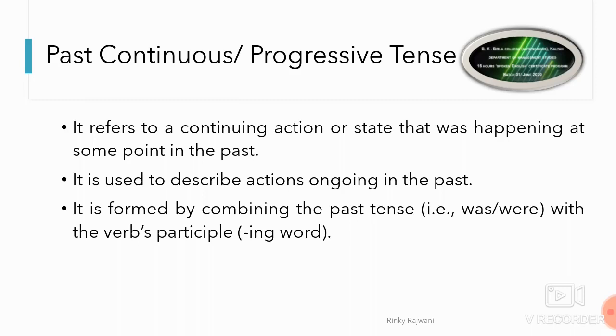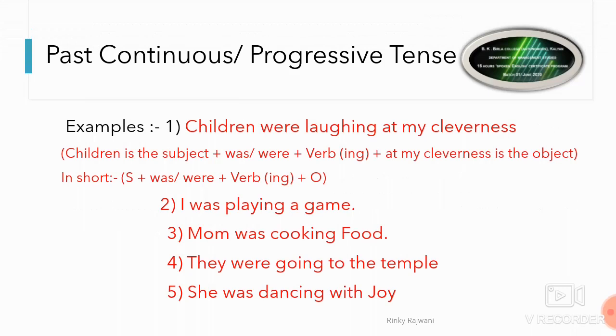So I is a singular. With singular we will use was. Do plus ing. Correct? Now here, if there are many people, like they were playing game, so we will call it as they. They were playing. Play plus ing, because ing will indicate that the action was continuous in nature. Let's move to the next example.